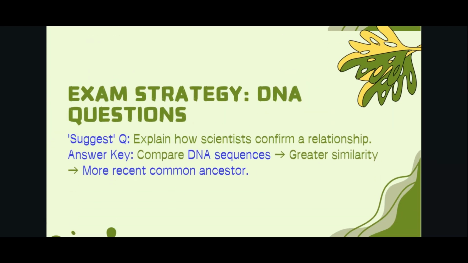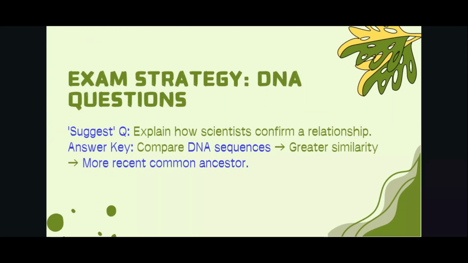Exam strategy, DNA questions. You will likely see a 3 or 4 mark question starting with suggest. For example, suggest how scientists confirm the relationship between two species. Your answer must include: comparing DNA sequences; second, greater similarity means a more recent common ancestor; and third, this method is more reliable than just using physical features.